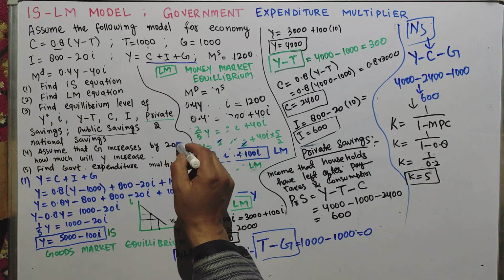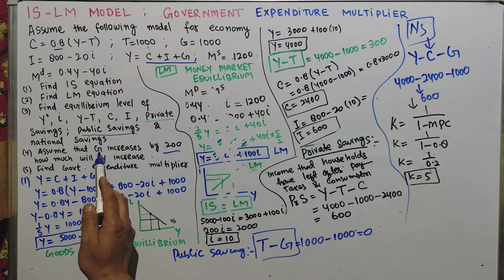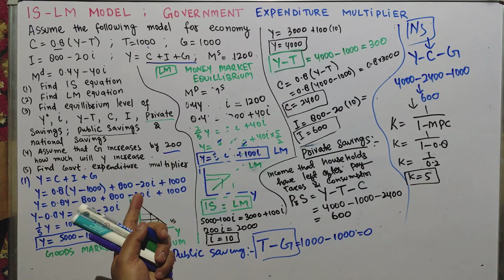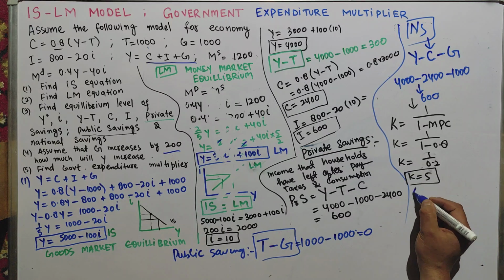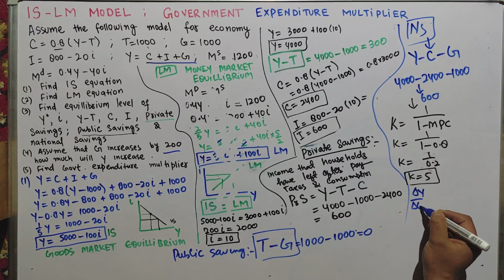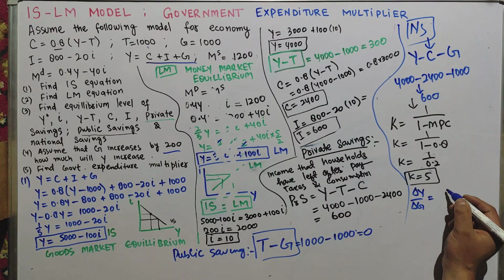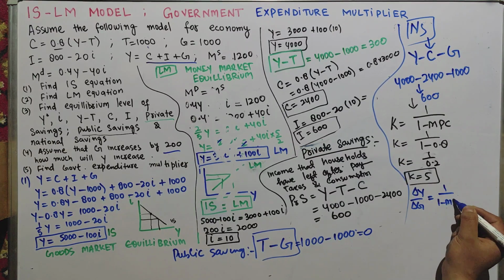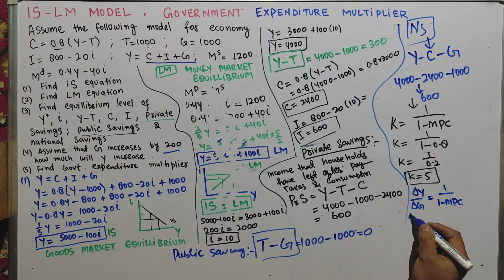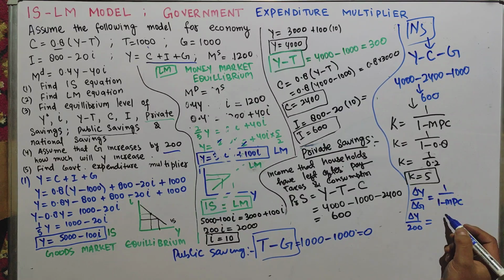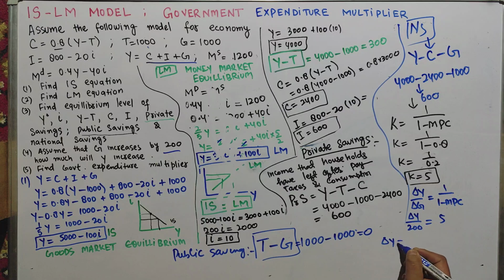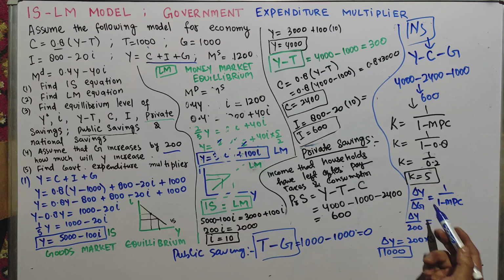The next part tells us to find the change in total income when the government expenditure increases by 200. That means we need to find the change in income due to the change in government expenditure, that is del Y upon del G, which is equal to 1 upon 1 minus MPC, equal to 5. So the change in income will be 200 into 5, which is equal to 1000. If the government expenditure increases by 200, total national income will increase by 1000.